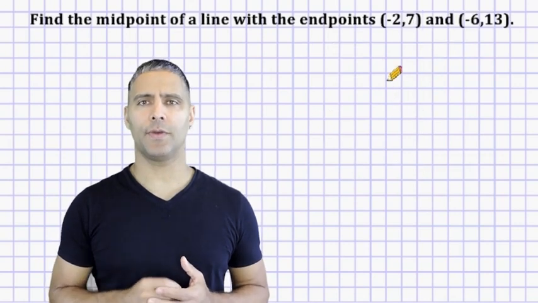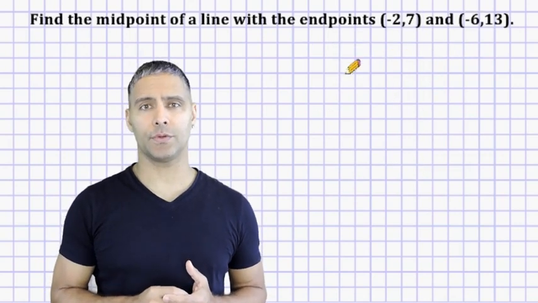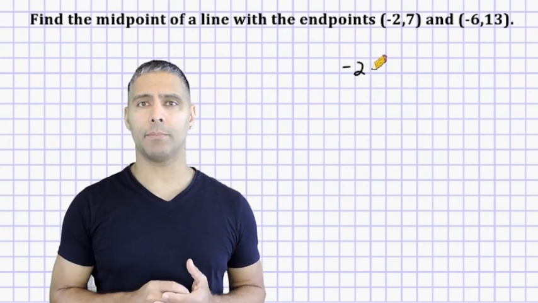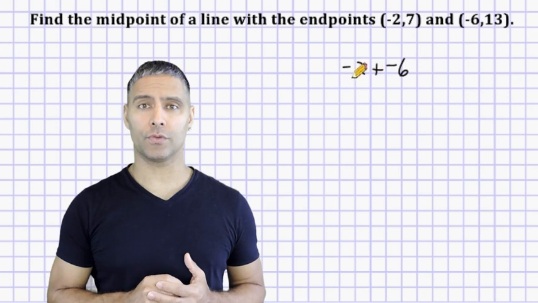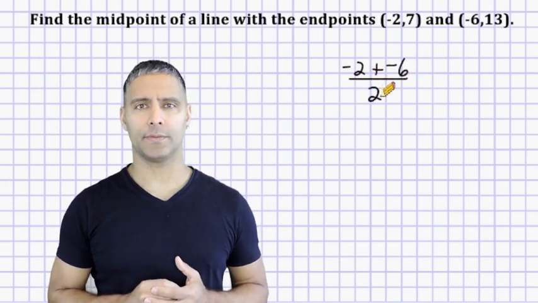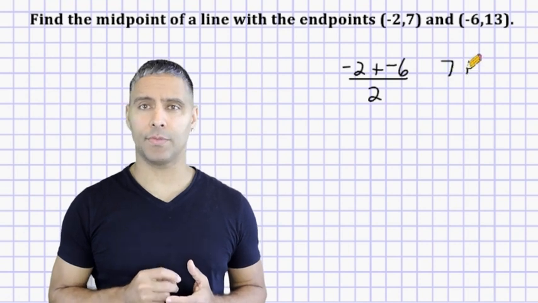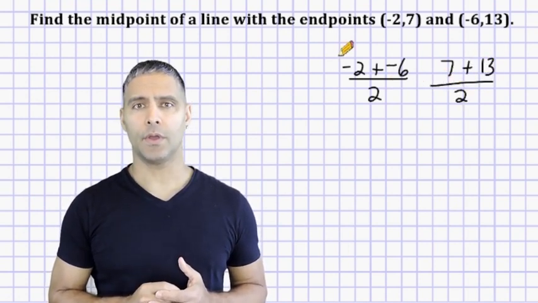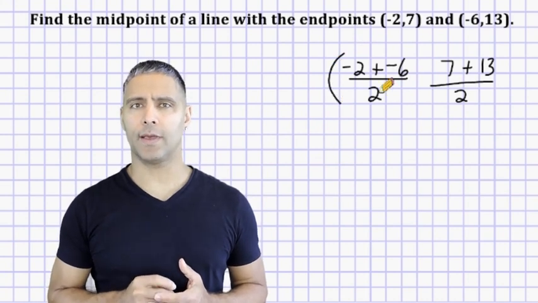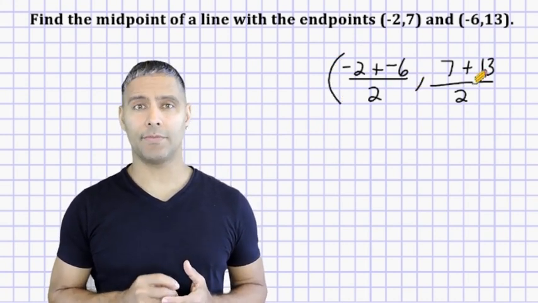The x values for these two points are -2 and -6. Remember, we have to add those values together, and then we divide those totals by 2 in order to find the midpoint. The y values for this point are +7 and +13, and you have to take that total and divide by 2. So everything right here is our x value, and everything right here is our y value.